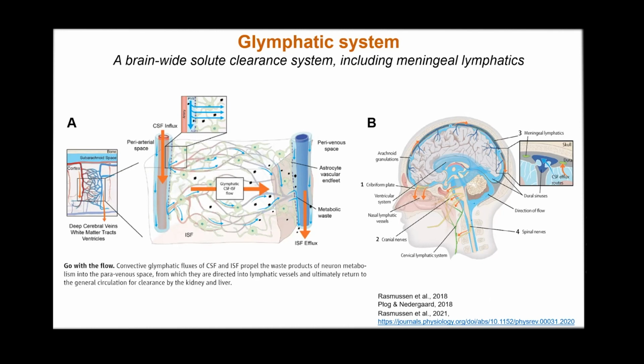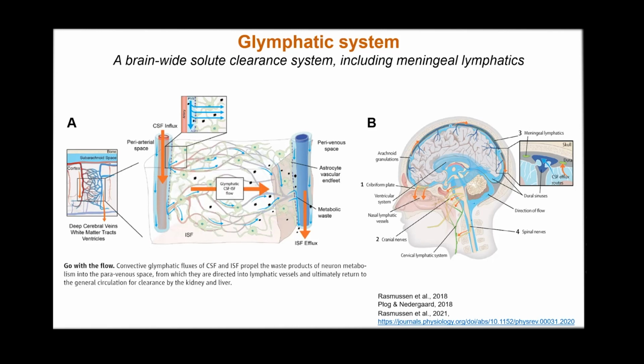We know the CSF is in the ventricles. It gets transported along the subarachnoid space. And the glymphatic concept basically says that it goes along these periarterial spaces here, and then it gets exchanged with the interstitial fluid in the brain parenchyma. And this is primarily mediated by water channels, the aquaporin 4, which are present at the astrocytic end feet. So this fluid gets exchanged with the ISF along these aquaporin 4 channels.